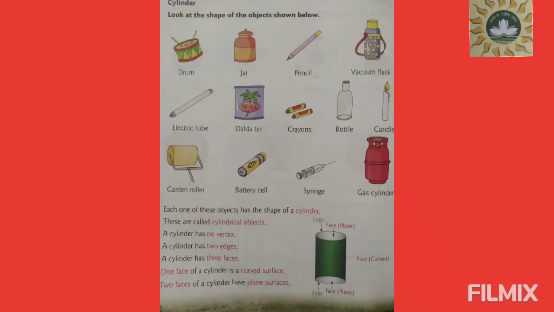Come to page number 176, you have cylinder, examples of cylinder, that's drum, jar, pencil, vacuum flask, electric tube, dalda tin, crayon, bottle, candle, garden roller, cell, syringe and gas cylinder.